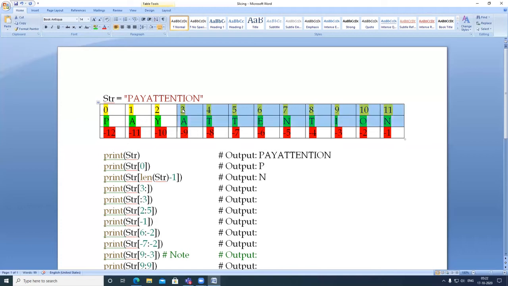So what kind of output will I obtain? The highlighted one in the green color accounts for starting from 3 to 11. So what are the characters present? It is "attention".